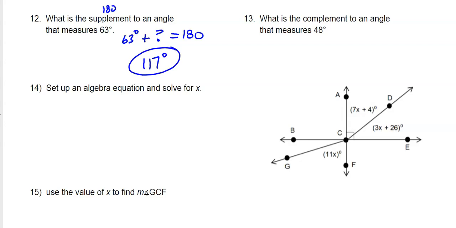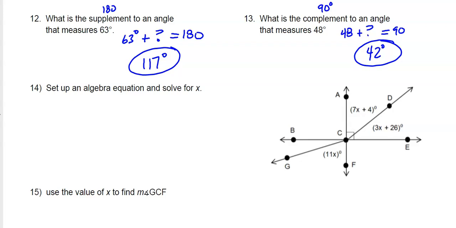What is the complement? Complement, remember, is 90 degrees. So I got to find somebody that adds up with 48 to make 90. 48 plus what equals 90? Another subtraction problem. 42 degrees. Number 14, we got this crazy picture over here to the right.